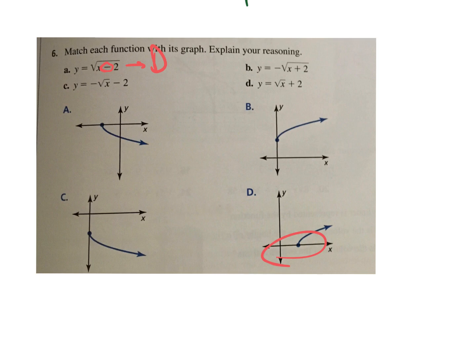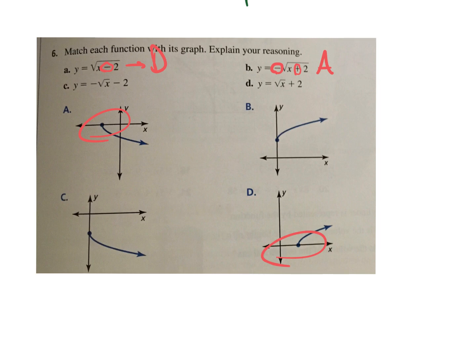Okay? The next one, little b, has a plus 2 inside. And again, any plus or minus on the inside is left or right, opposite of the sign. So we're looking for the one that's been shifted 2 to the left. And the only one shifted 2 to the left is a. Please notice also the negative means that the square root curve is upside down.